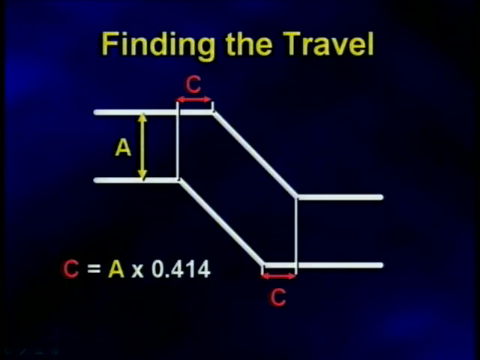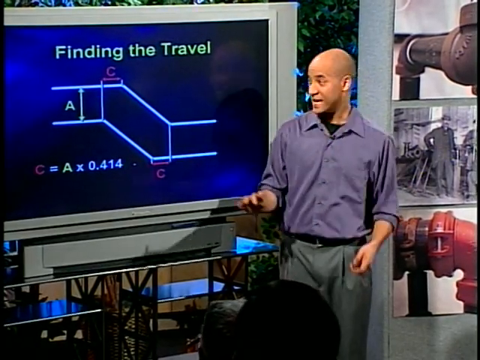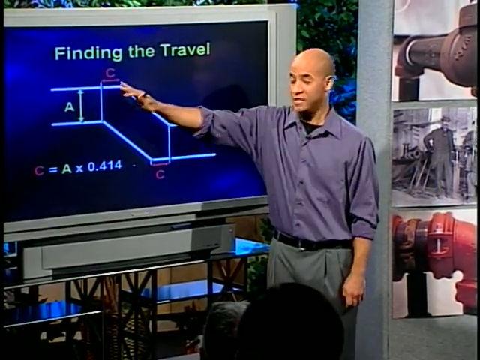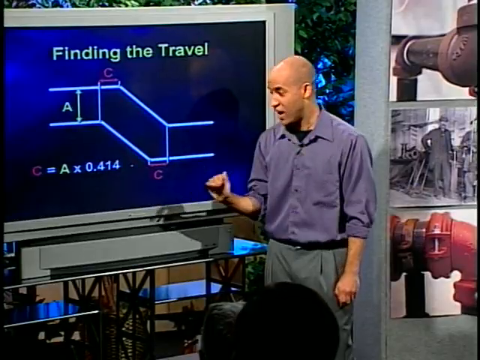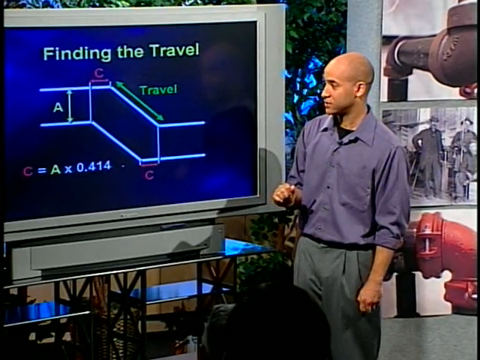So we use that formula, C equals A times 0.414, to find the distance that one pipe has to be longer than the other before the offset. The next thing you'd want to calculate is how long this pipe has to be so you can actually do the travel of that offset. So we need to find that travel.